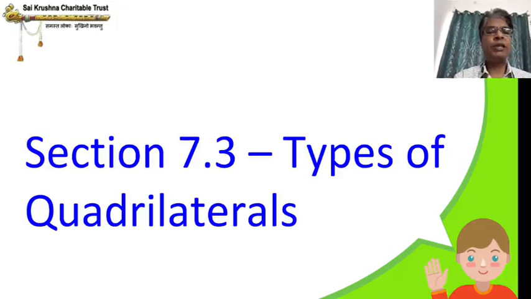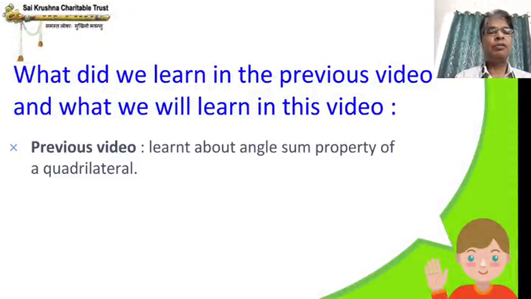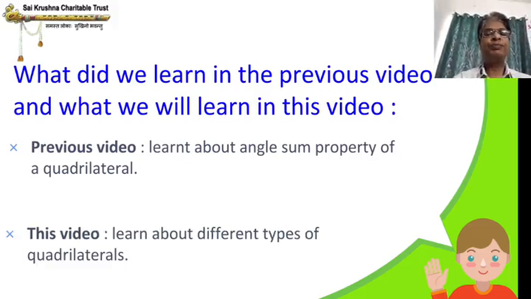Section 7.3, types of quadrilaterals. In the last video, we learnt about angles and the property of a quadrilateral, that is, the sum of the angles of a quadrilateral is equal to 360 degrees. In this video, we will learn about different types of quadrilaterals. This will be an interesting video. We'll see what all the different types of quadrilaterals are.